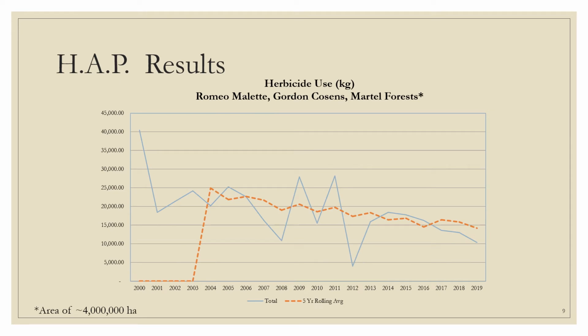This graph shows the most recent results of the HAP program. While the annual rates are variable, the trend of the 5-year rolling average is downwards. In 2019, showing below 15,000 kilograms of active ingredient being applied on the Romeo Millet, Gordon Cousins, and Martel forests, which represents roughly 4 million hectares. Glyphosate is the only product used with an application rate on average 2 kilograms per hectare of active ingredient. The intent is to keep these trend lines headed downwards.